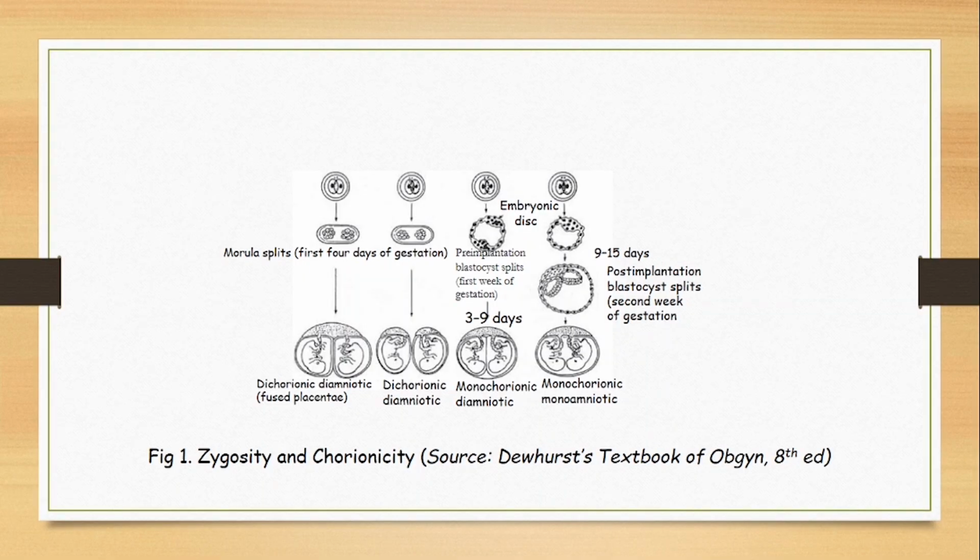Let's summarize again. Division within the first 72 hours will result in dichorionic diamniotic twins, 2 different placentas, 2 different amniotic cavities. Division between days 4 to 8 will result in monochorionic diamniotic twins. Division between days 8 to 12 will result in monochorionic monoamniotic twins. Division between 13 days to 15 days will end up with conjoined twins or Siamese twins. And if division takes place after day 15, it results in incomplete twinning. This is what I've just described. The chorionicity and zygosity can be seen on figure 1 that is shown here.